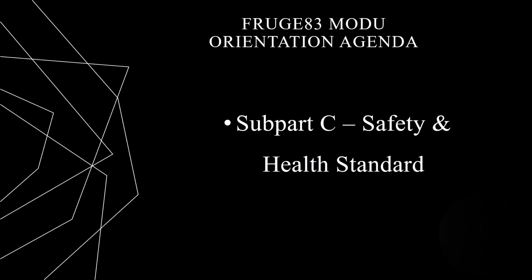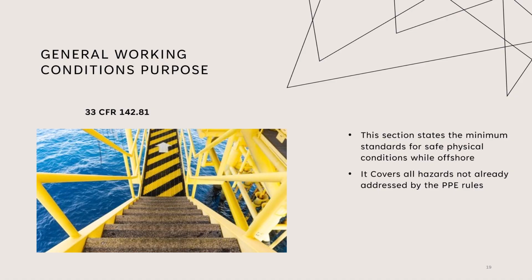So now we're going to move on to subpart C, which is safety and health standards. Now we're covering 33 CFR 142.81, which is general working conditions and purpose. This section states the minimum standards for safe physical conditions while working offshore. It also covers all the hazards not already addressed by the PPE rules.